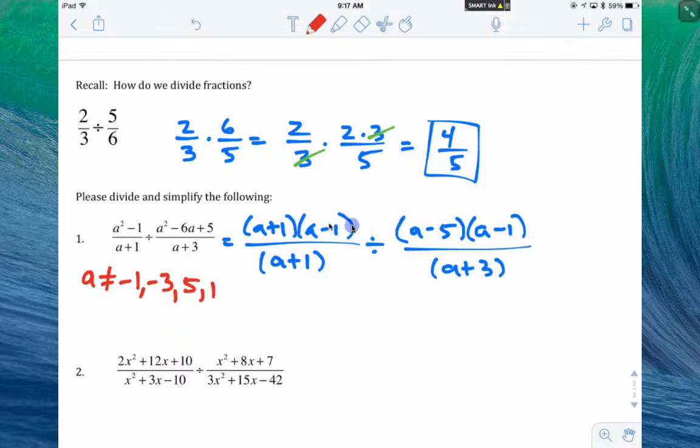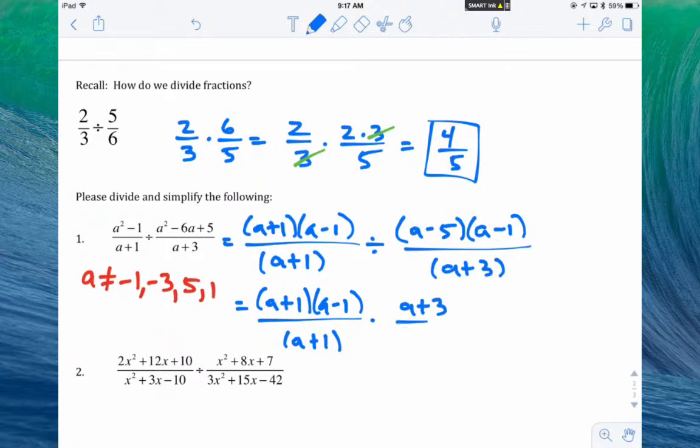So that's why I like to factor everything first before rewriting this as a multiplication problem. Find our variable restrictions. Now let's rewrite it as a multiplication problem, which is a lot of copying, I know, so thank you for bearing with me. (a minus 1) over (a plus 1). Now we're going to multiply by the reciprocal of that second fraction, just like we did before, over (a minus 5) times the quantity of (a minus 1).